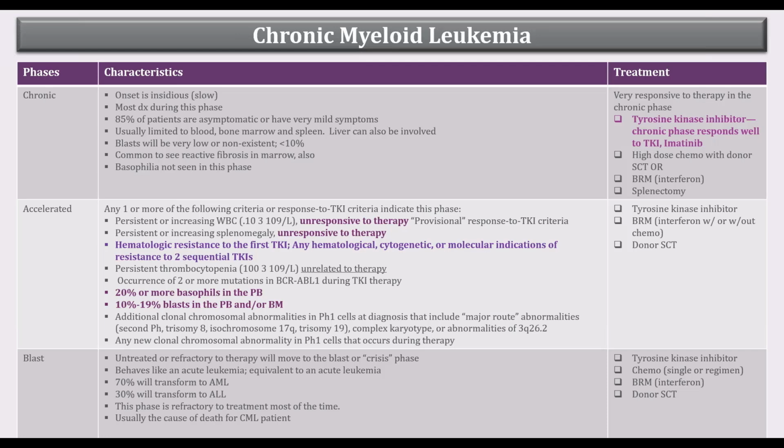And if the patient is not treated up until this point or doesn't respond to therapy, then they do progress into this blast phase or the blast crisis phase, where the cancer behaves more like an acute leukemia and will transform into AML in 70% of the cases and ALL in 30% of the cases. And this phase is typically refractory to treatment most of the time, and unfortunately can be the cause of death for these CML patients.